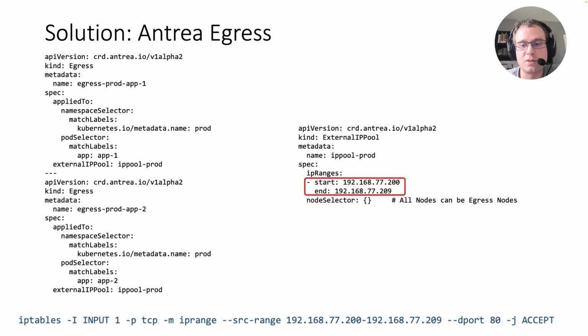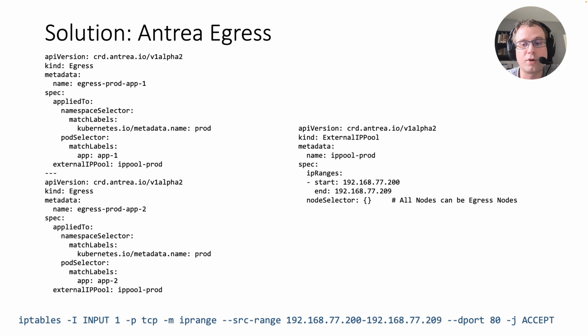All of this means that whenever a pod from App1 accesses any external service, it will use a source IP from that range of 10 IP addresses. And whenever a pod from App2 accesses any external service, it will use a different source IP from that same range of IP addresses.